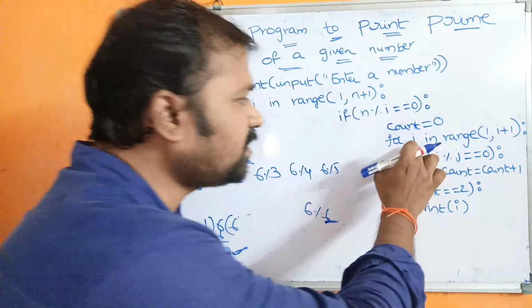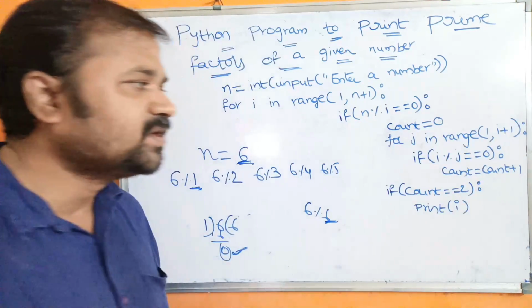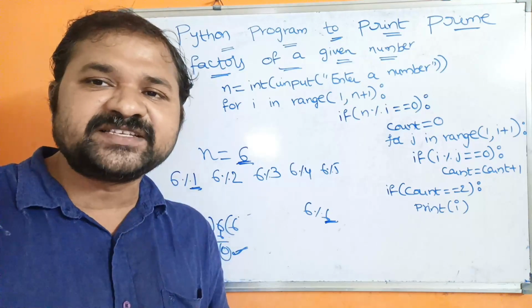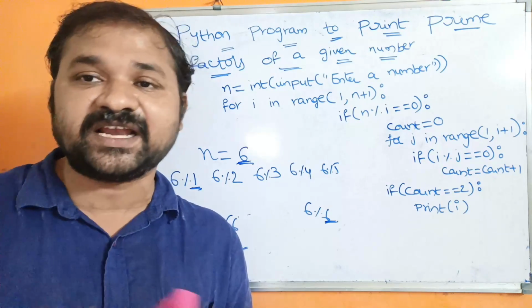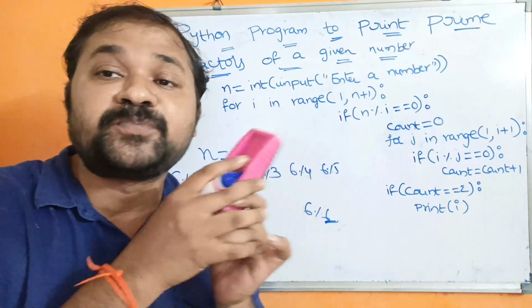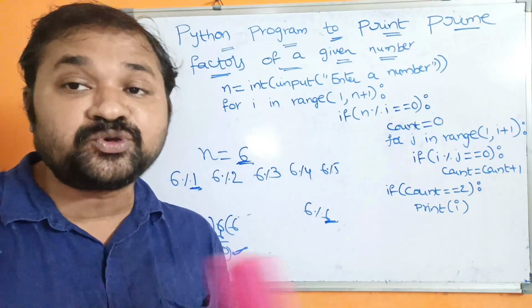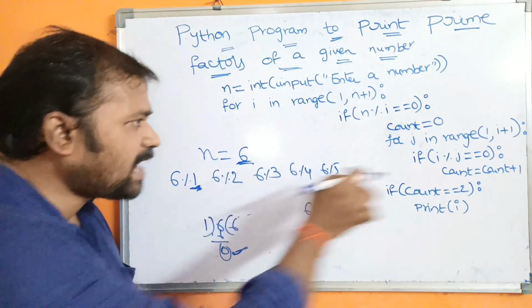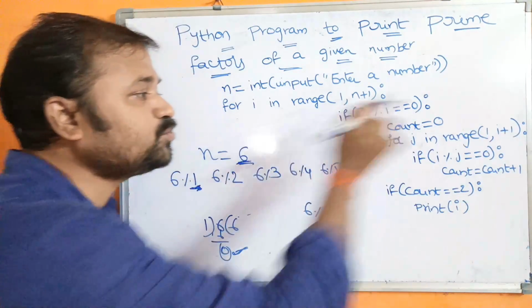For j in range of, so we know the logic for the prime number. A prime number means a number which is divisible by 1 and itself. So here also we have to start from 1 and continue up to that number.